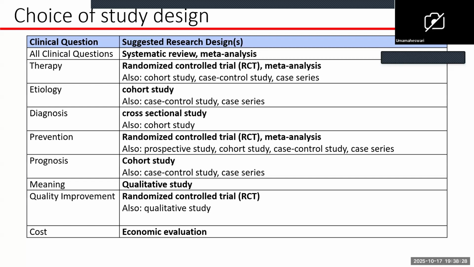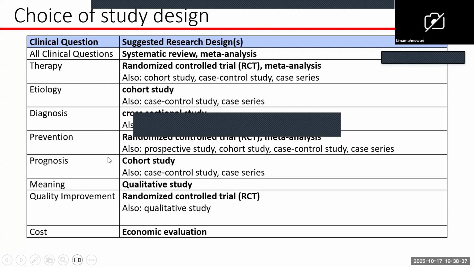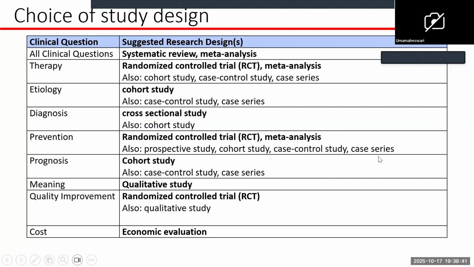For your case control, you should use a randomized control trial. For diagnosis, you can do a cross-sectional or cohort. For prevention, you can do an RCT when you want to study the effect of vaccination or something. For meta-analysis and prognosis, you can do a cohort study, to see how we progress from this.